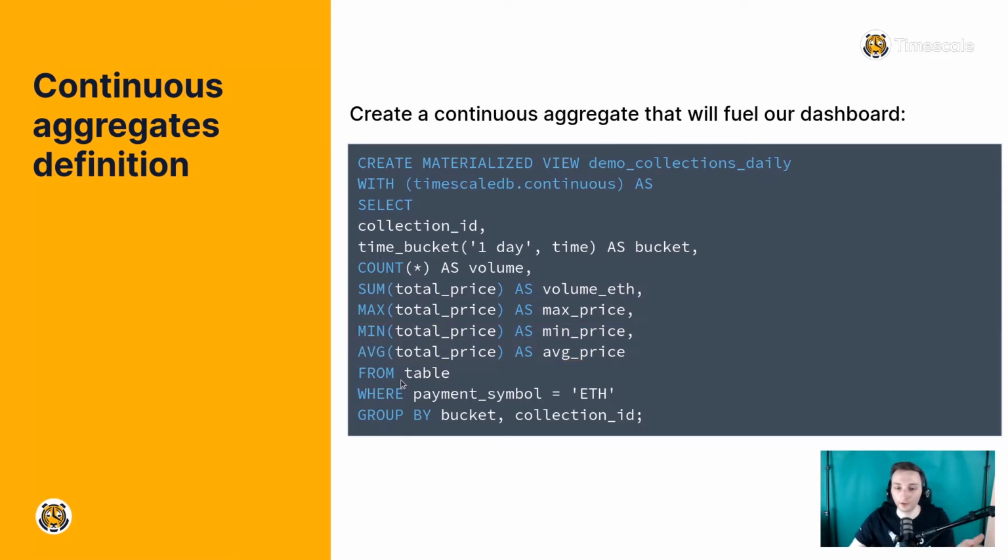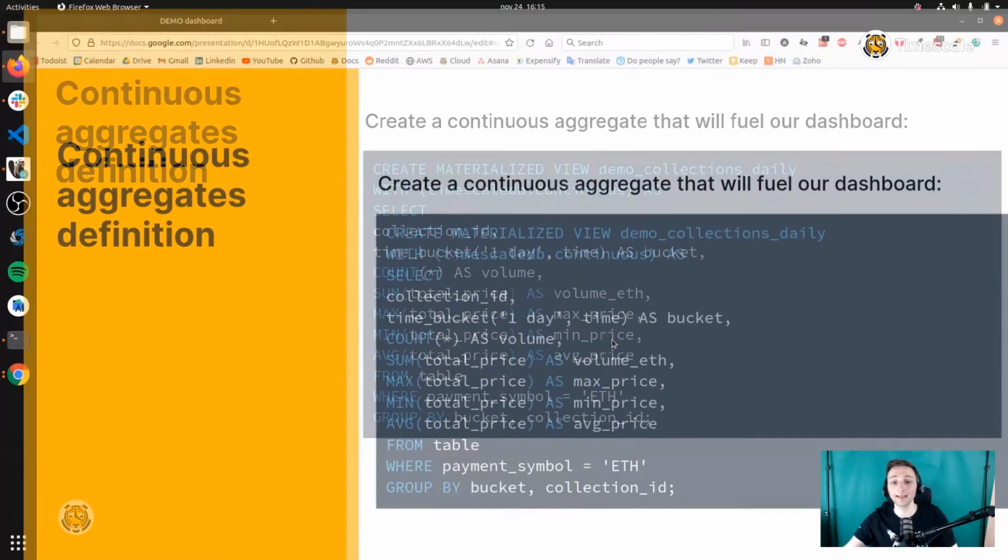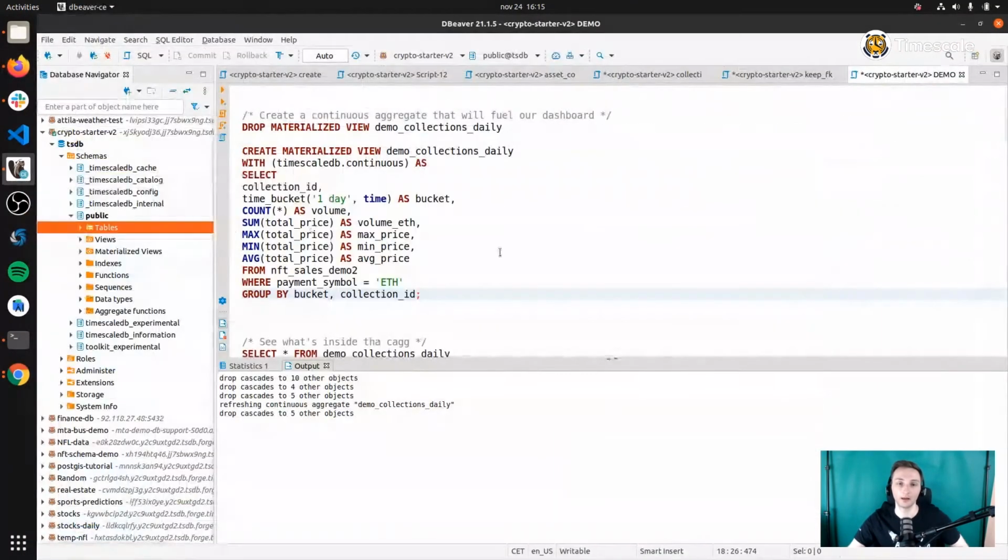And yes, we have a where clause to only show results that used Ether as the cryptocurrency, and we are grouping by the bucket and collection ID. All right, so this is the definition of our contents aggregate. Let's actually create this.